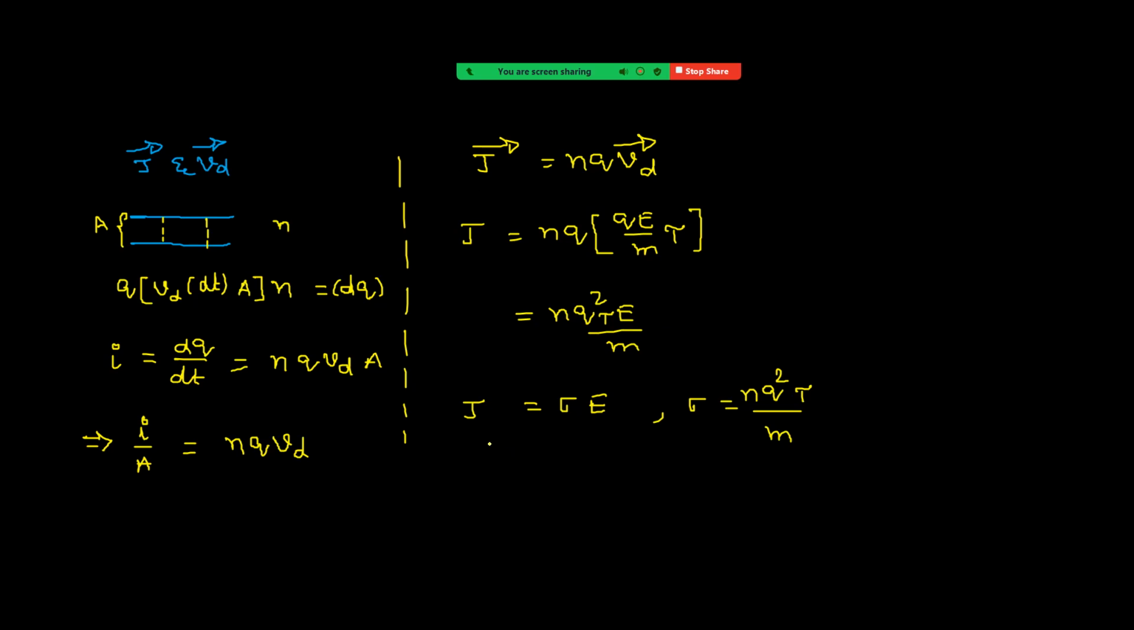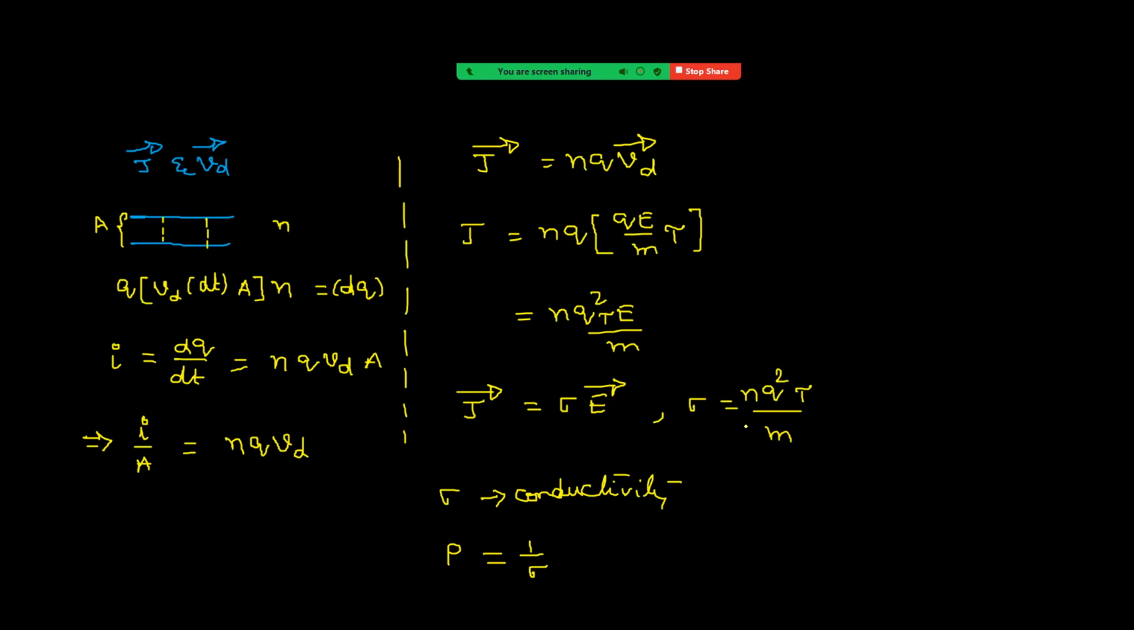If you are taking at a given temperature, J bar is proportional to E bar at a given temperature. And that result is known as Ohm's law. That means at a given temperature, sigma is a constant, where sigma is known as electrical conductivity. And the reciprocal of this is known as resistivity.